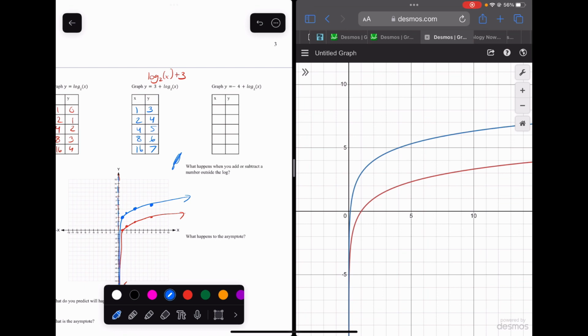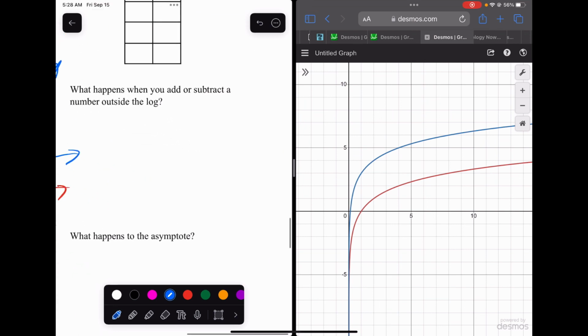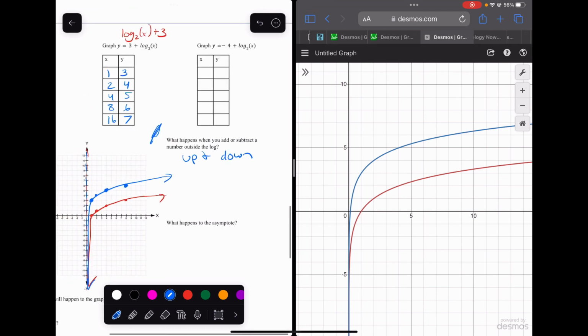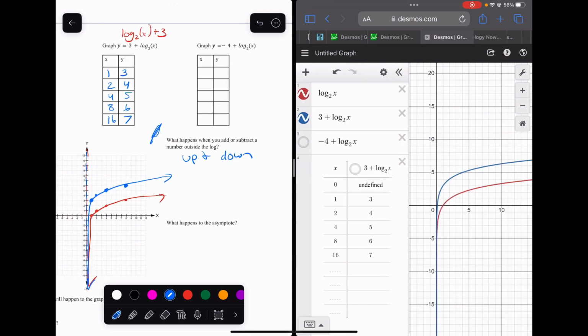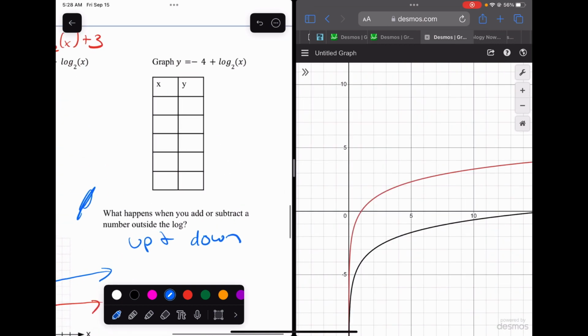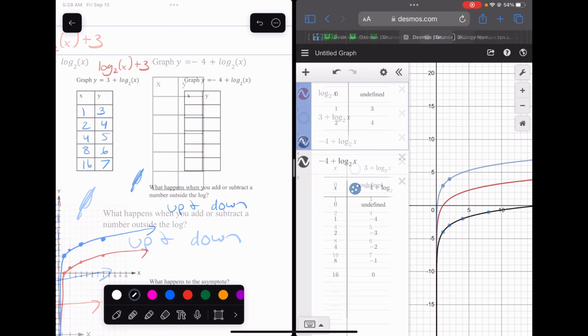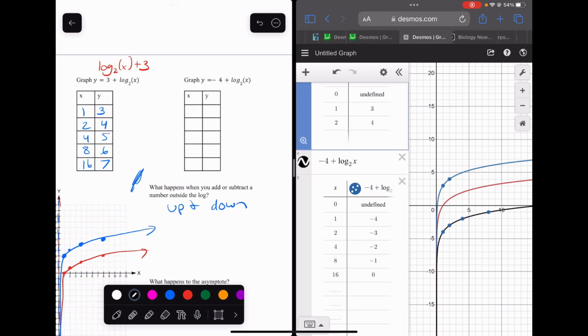If we look at the red going to the blue, when we add or subtract on the outside of the log, it goes up and down. Here, let's graph one more to see what happens when we subtract specifically. And as you can see here, it went down, right? So this function went down.